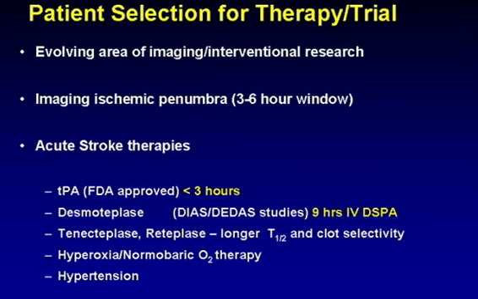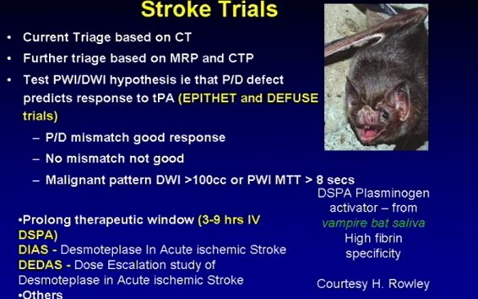Some of the other thrombolytic agents, there's desmoteplase being investigated with the DIAS and DEDAS trials, and this is looking at a thrombolytic agent, taking it beyond 3 hours, up to 6 and 9 hours with intravenous desmoteplase. And then there are some other agents that you may read about, tenecteplase, reteplase, which have longer half-lives, which potentially can even prolong your therapeutic window even further. And then there are some people working on oxygen therapy and hypertensive therapy to treat stroke.